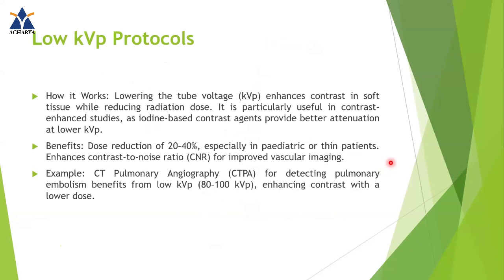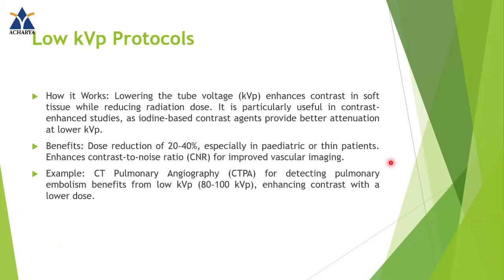Then low KVP protocols. KVP is considered the penetrating power of X-ray. So the higher the KVP, the higher the amount of radiation reaching the detector. The lower the KVP, the lower the amount of radiation reaching the detector. But low KVP protocols are not used for all patients. Low KVP protocols can particularly be used when using iodinated contrast media. When iodinated contrast media are used and the KVP is reduced, the contrast resolution between the contrast and the surrounding tissue is very high compared to the high KVP technique.